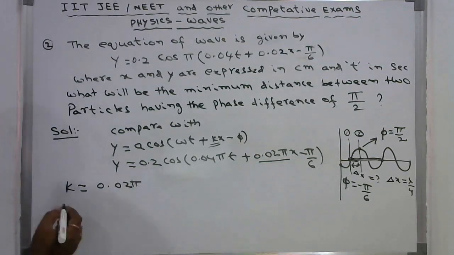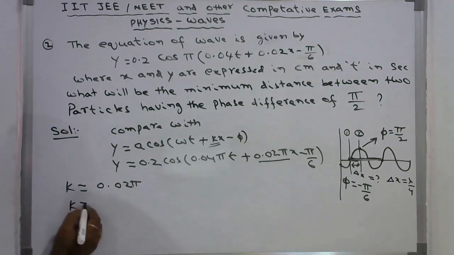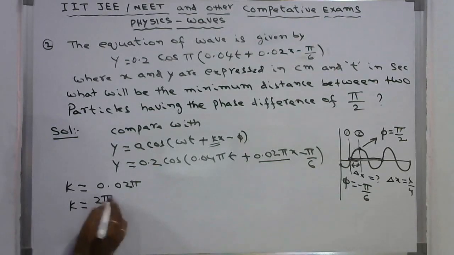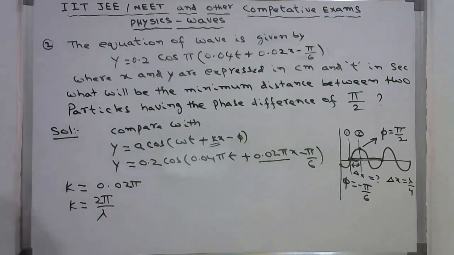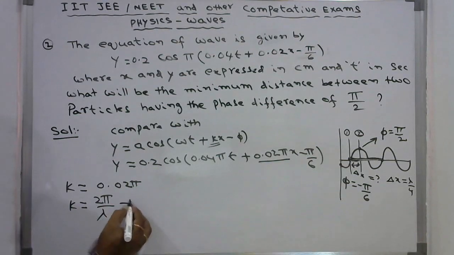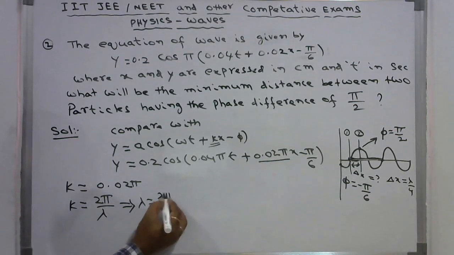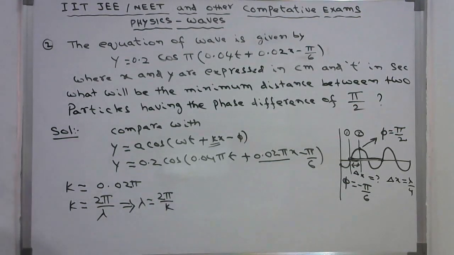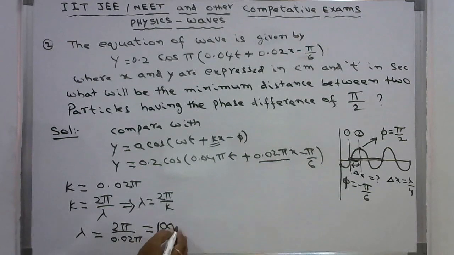Meter inverse. And we know k is equal to 2 pi by lambda, that is the formula. And this implies lambda is equal to 2 pi by k. So lambda is equal to 2 pi by, what is the value of k? 0.025. So this becomes 100 centimeters. So this is the first part of this problem.